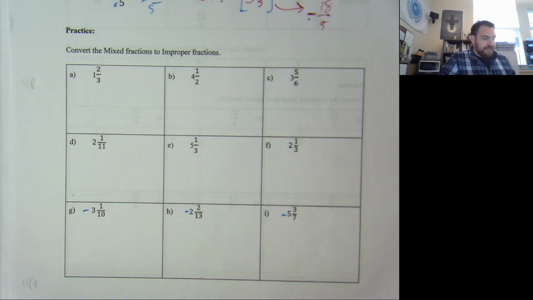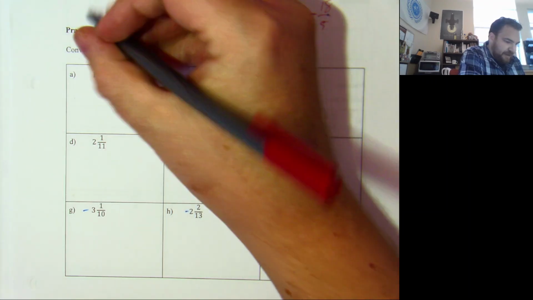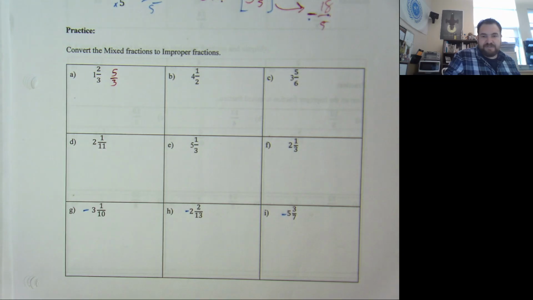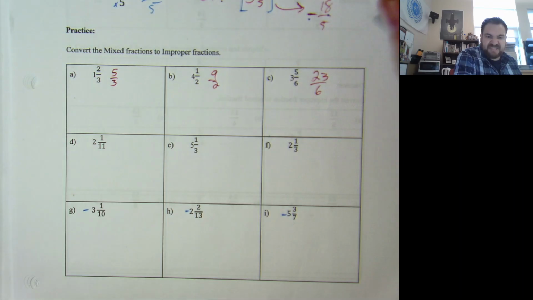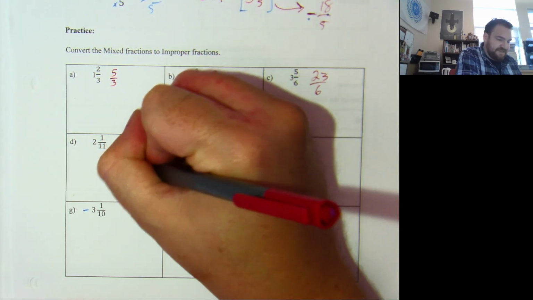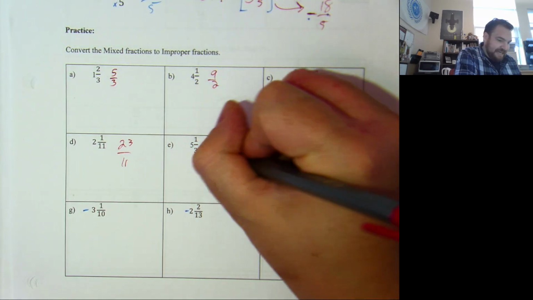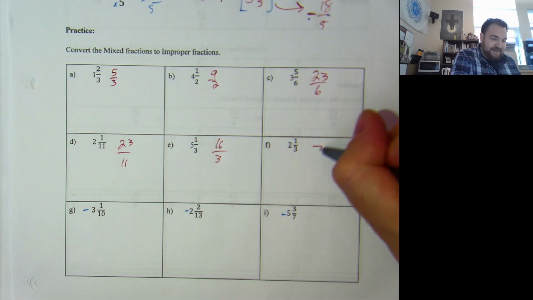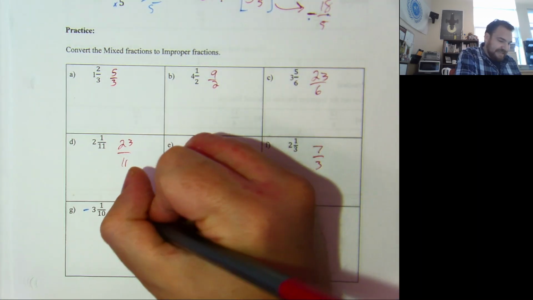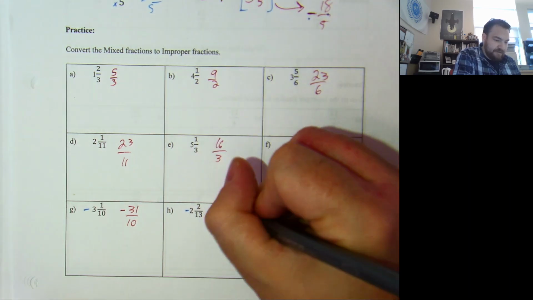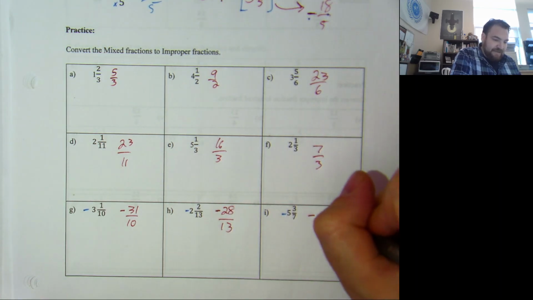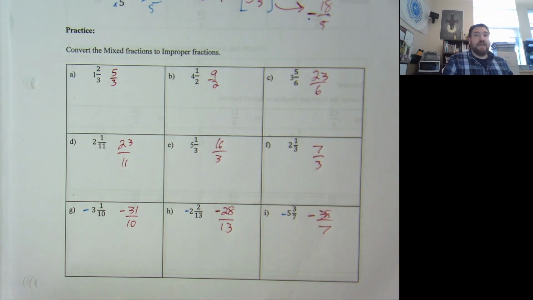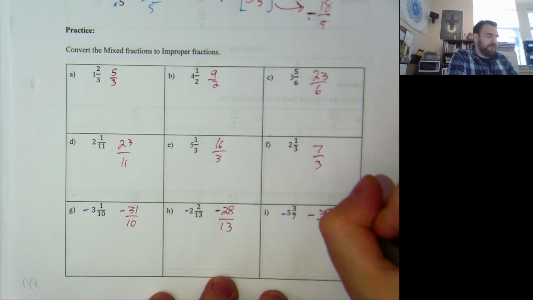So here's what you should have gotten for these ones. This one should have been 5/3, 5/3, 9 halves, 23 sixths, 23 elevenths, 16 thirds, 7 thirds, negative 31 over 10, negative 28 over 13, and negative 38 over 7. That is what you should have gotten for all 9 of those.